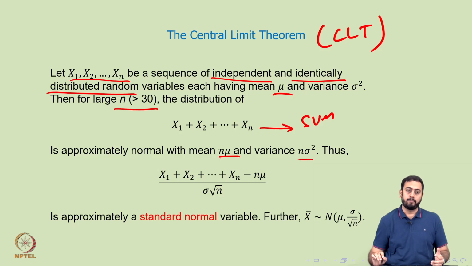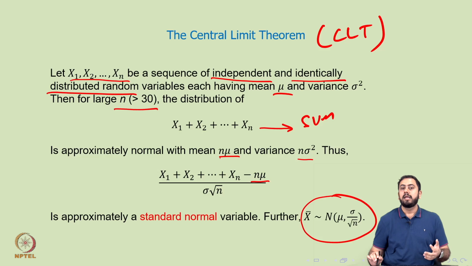And a corollary of this is that if you standardize, taking the sum, subtracting the mean which is n mu and dividing by the standard deviation, it is approximately a standard normal variable. And another corollary is that one can prove that the distribution of x bar is also approximately normal with mean mu and standard deviation sigma by root n. By the way, this is not the variance here, a small typo; this denotes the standard deviation of x bar.